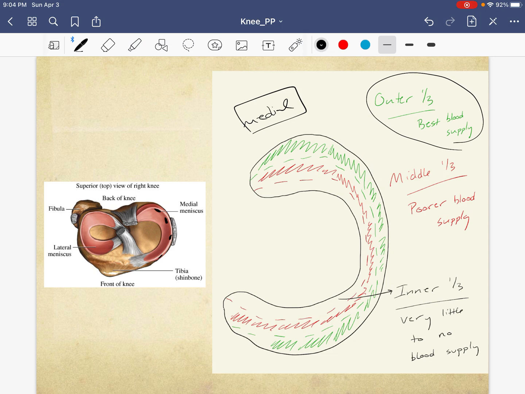In the middle third, what I have in red here, it's got a poorer blood supply. The inner third has very little to no blood supply. So this can absolutely relate to healing. You should know that the outer edge has the best blood supply, which is to say not great, but the best of what's available. The inner has the poorest, therefore least likely to heal.